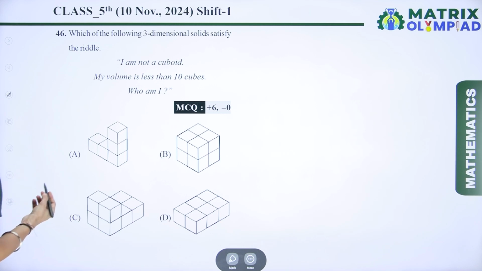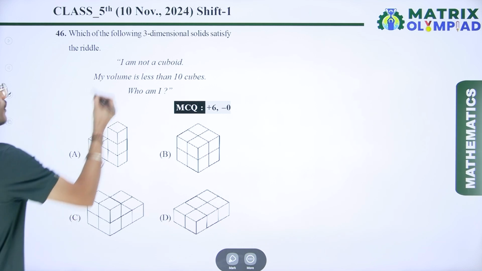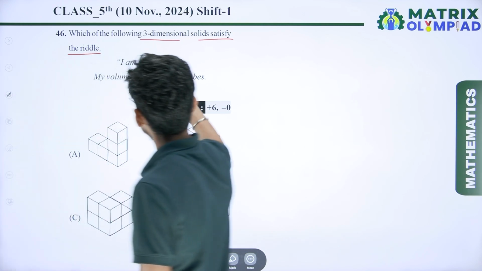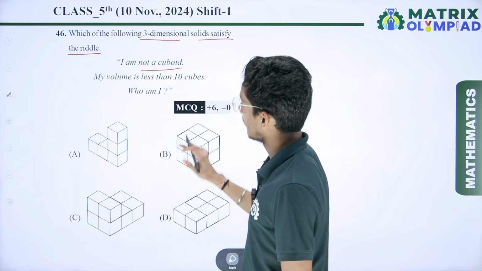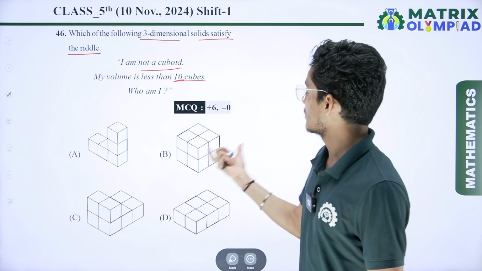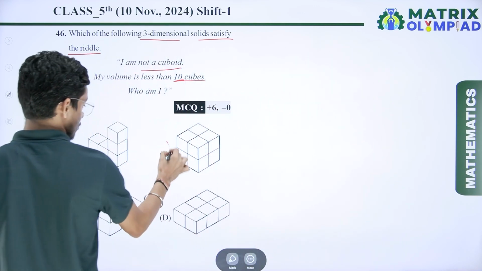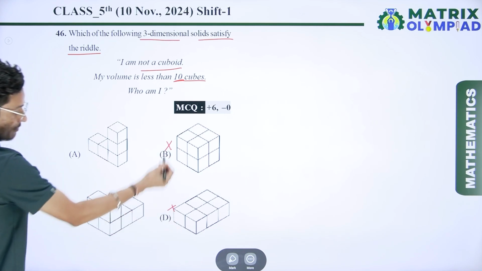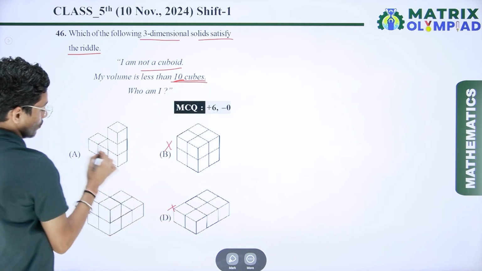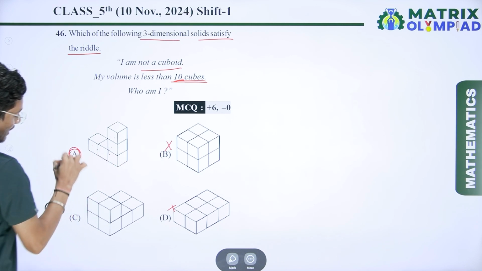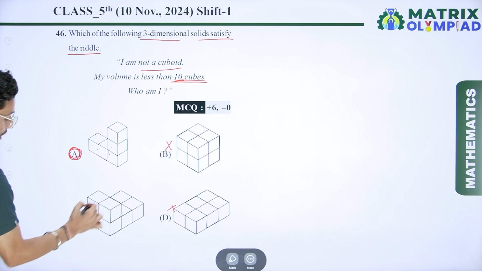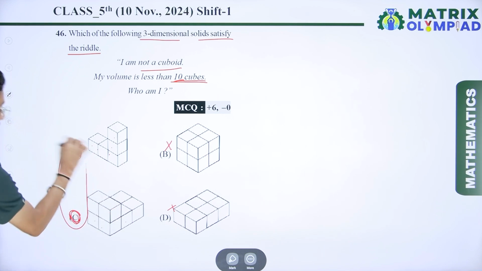So now if I talk about the next question, which of the following three-dimensional solids satisfy the riddle. So the riddle here is, I am not a cuboid, my volume is less than 10 cubes. Who am I? This one is not a cuboid. So I can say that this one is a cuboid and this one is a cuboid, so option B and D are also out. If I talk about less than 10 cubes, 1, 2, 3, 4, 5, 6, so I can say option number A is correct. Here 1, 2, 3, 4, 5, 6, 7, 8, so I can say option number A and C are correct.